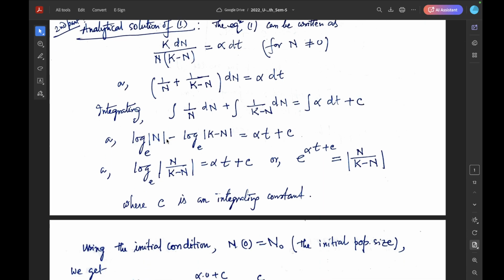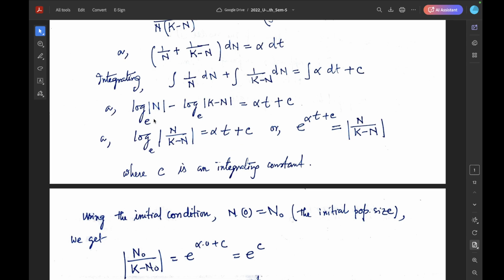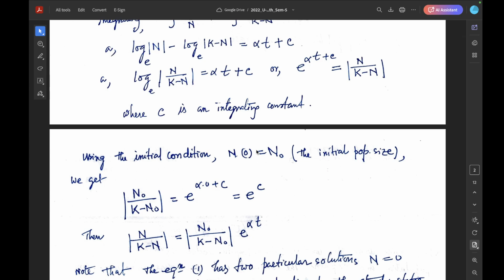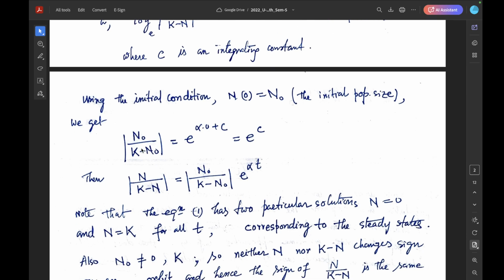Log|N| base e minus log|K - N| base e equal to alpha t plus c. So this can be written as e to the power alpha t plus c equal to |N/(K - N)|. Using the initial condition, the initial population size at time t equal to 0 is N0, say. So we get |N0/(K - N0)| equal to e to the power c.